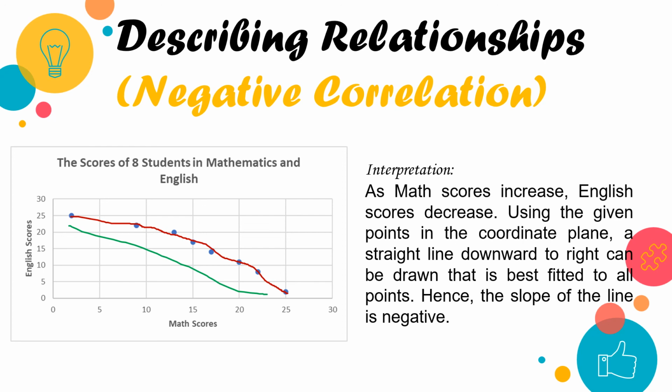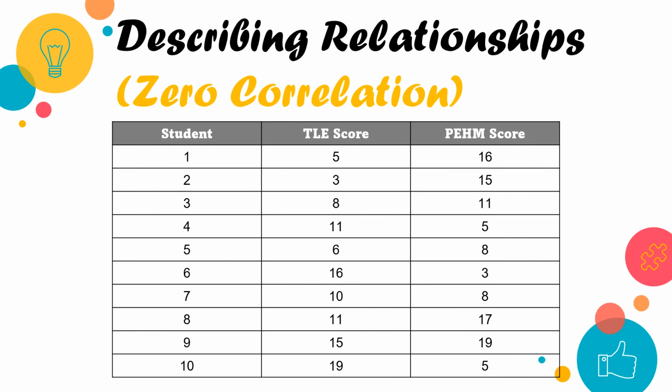Next type of correlation we have is the zero correlation. Let's look at the TLE score and then the PEM score. That is our score. Okay? Now, when we say zero correlation, it means that there is no association between the scores in distribution X and distribution Y. For this example, we can say that there is no relationship between the TLE score and their PEM. Most likely, we can argue that TLE is a different field and PEM is very different.